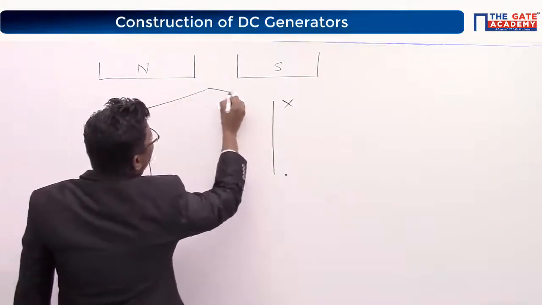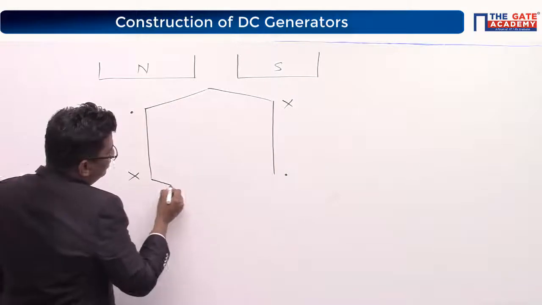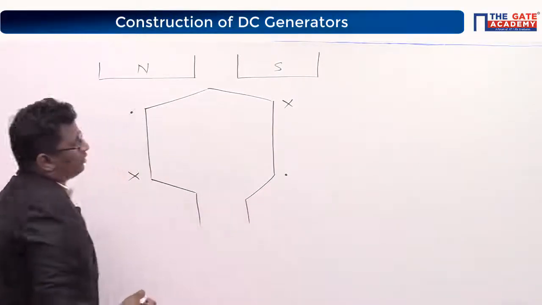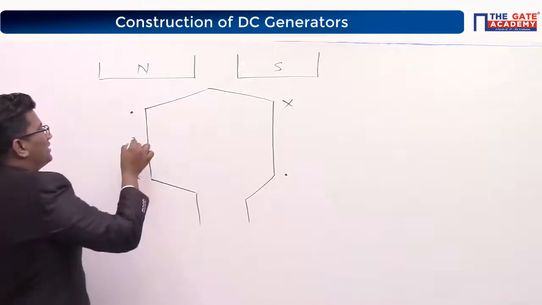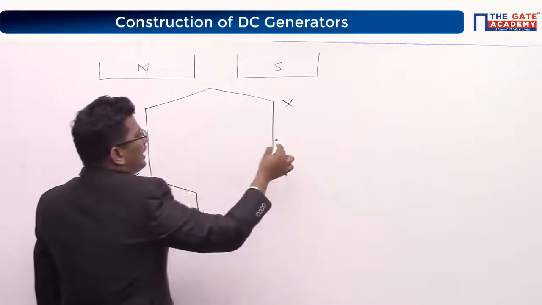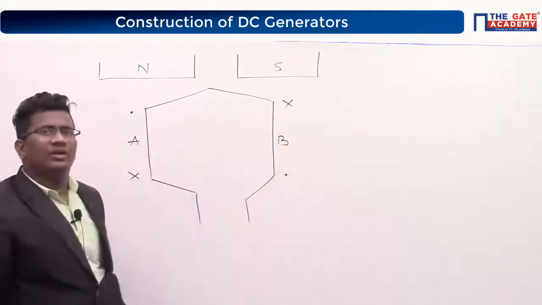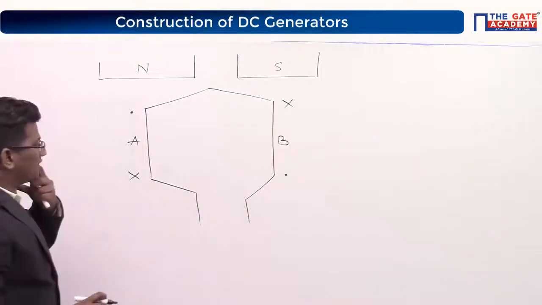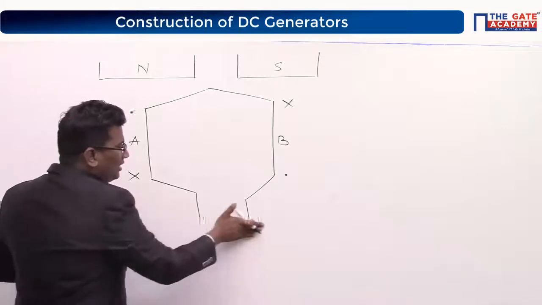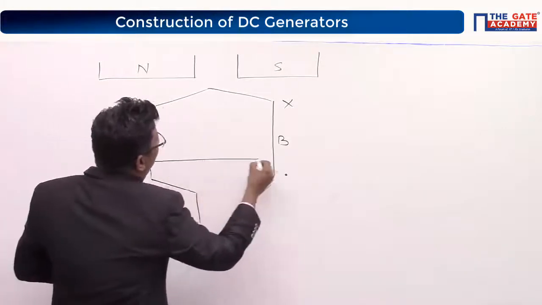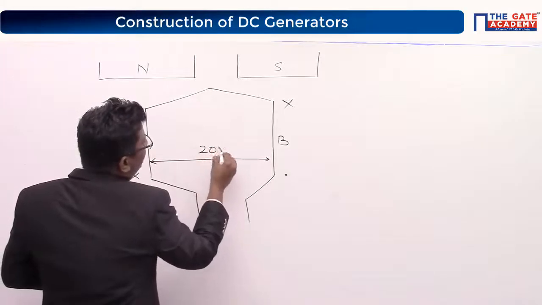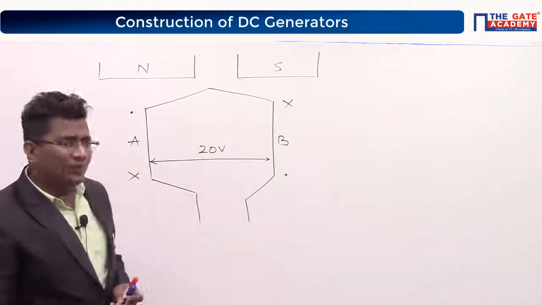Overhang connection is there, right? To get more voltage. Overhang connection is there. Now, let me consider this is conductor A and this is conductor B. Okay? Any doubt in this? Now, look at the board. Tell me, the voltage that appears across this coil is how much? 20 volts, right? Just now we have taken the example, 20 volts.